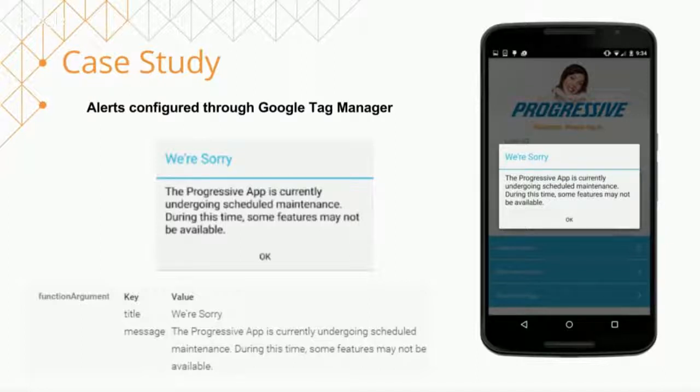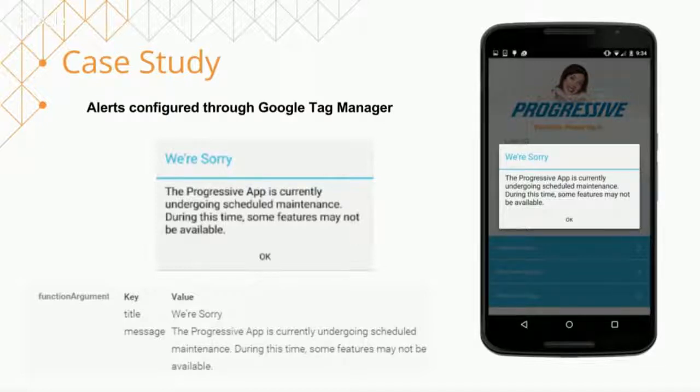This is the message that we've been using for our maintenance alert. It says, we're sorry, the Progressive app is currently undergoing scheduled maintenance. During this time, some features may not be available. I took a quick snippet from our tag. You can see that we use key value pairs to pass in the title as well as the message. So we could call this alert at any point in our app using our current implementation.